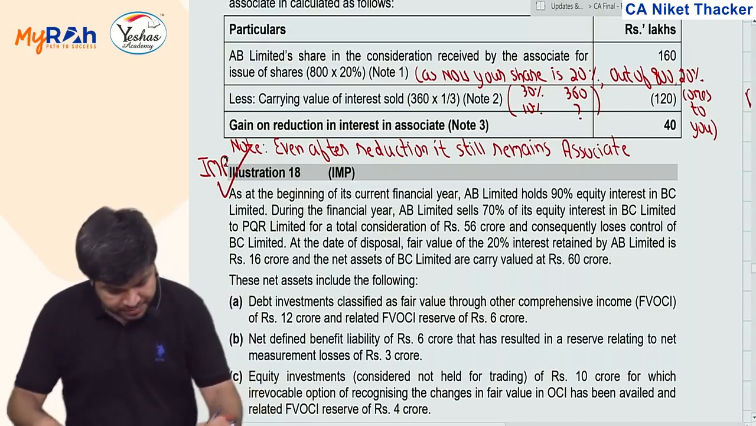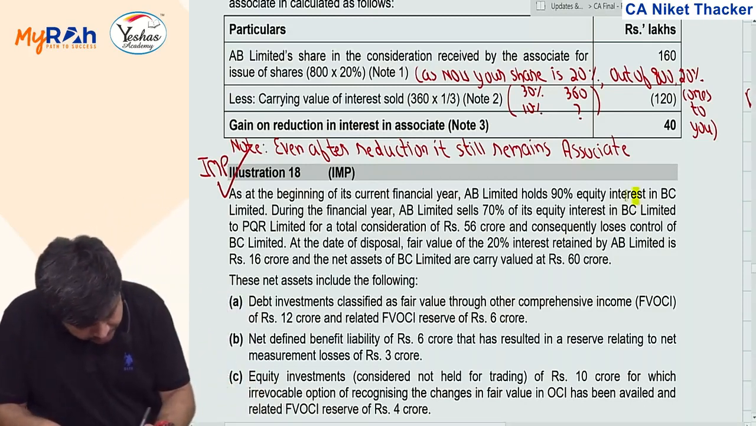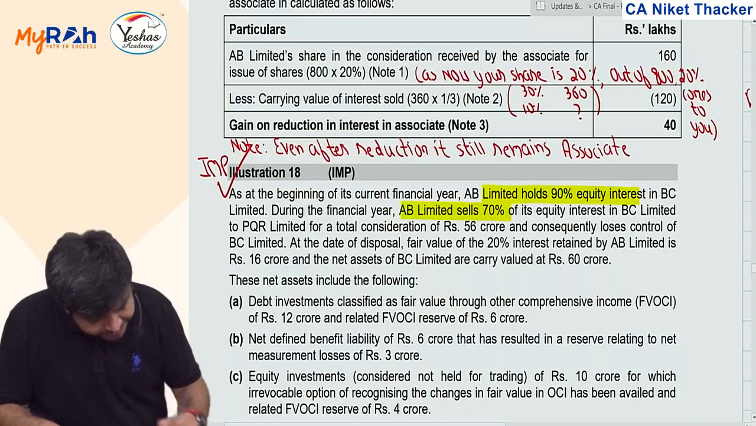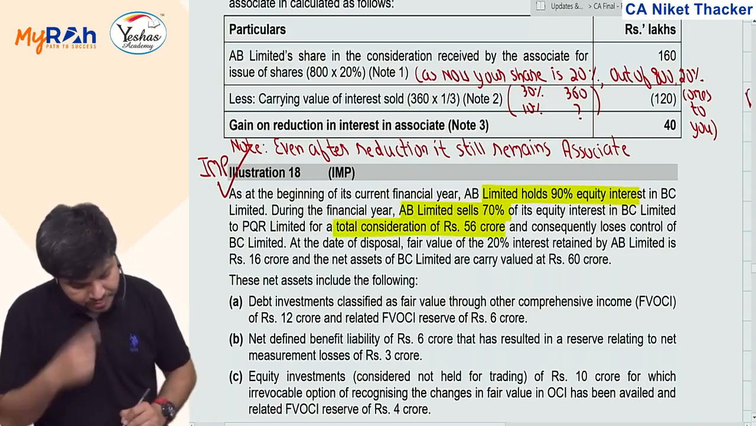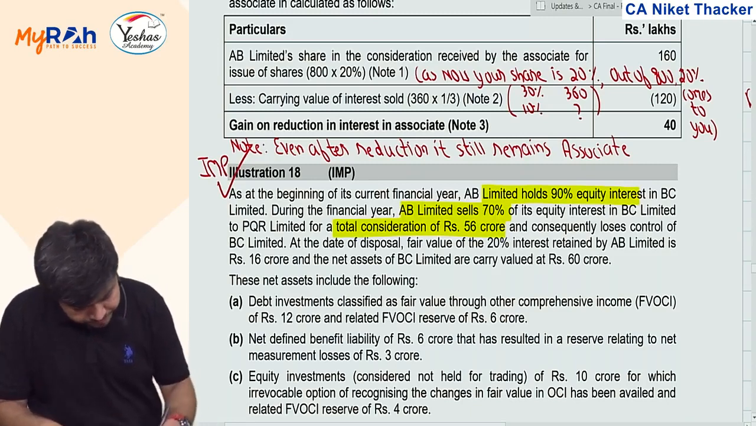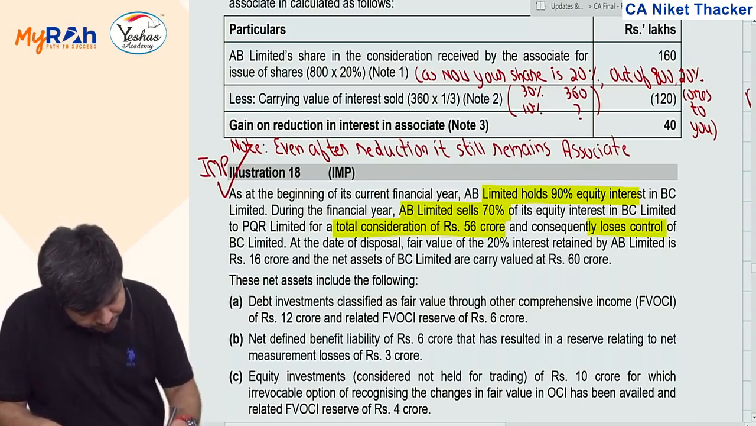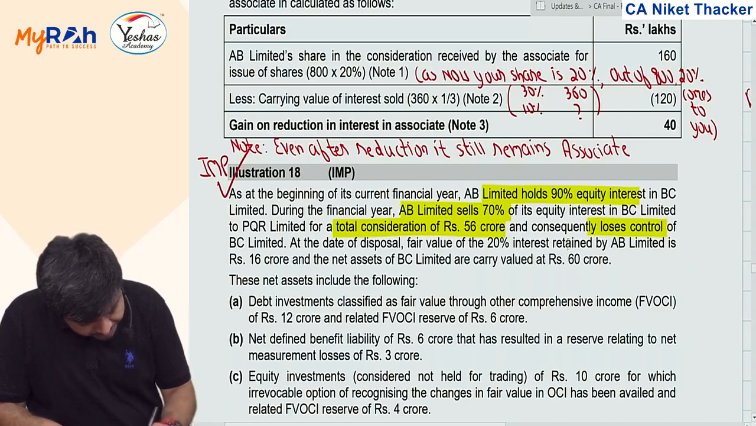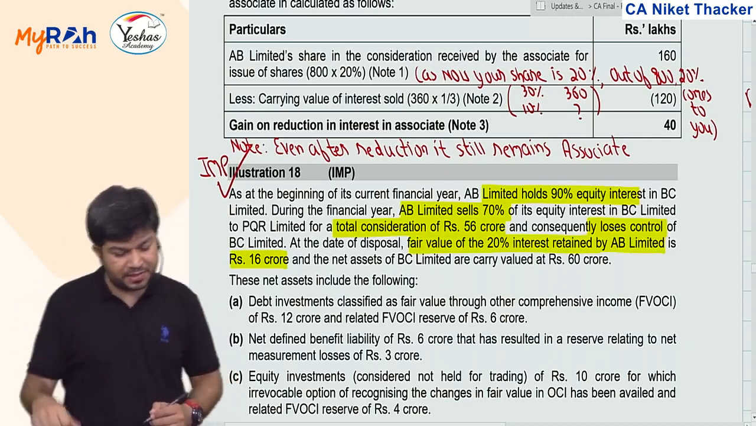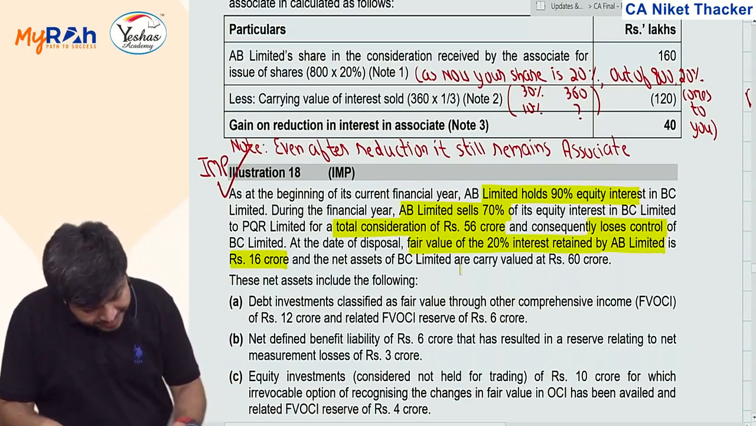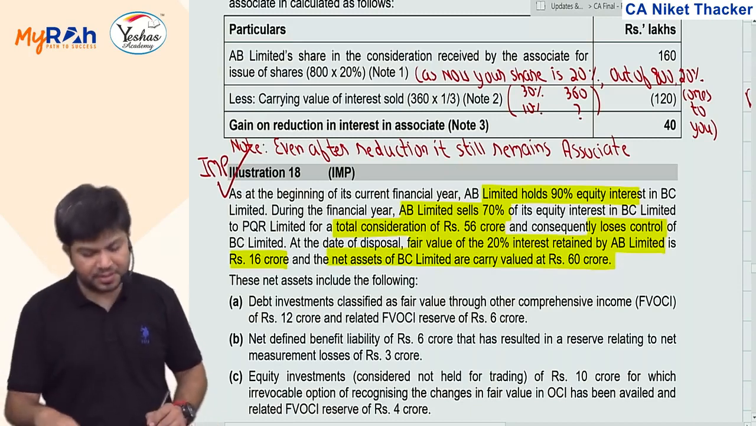Okay, you hold 90%. You sell 70 for 56 crores. And now you lose control. Fair value of 20% retained is 16. And net asset carried is 60. Okay, it's subsidiary sold.